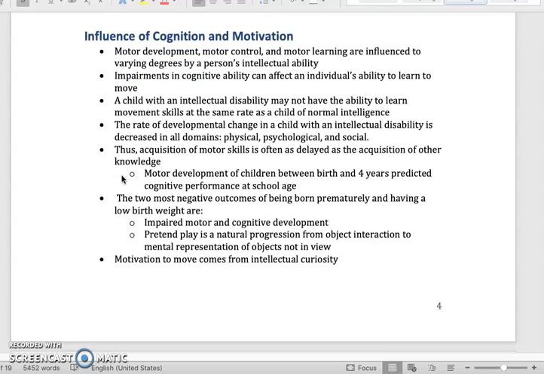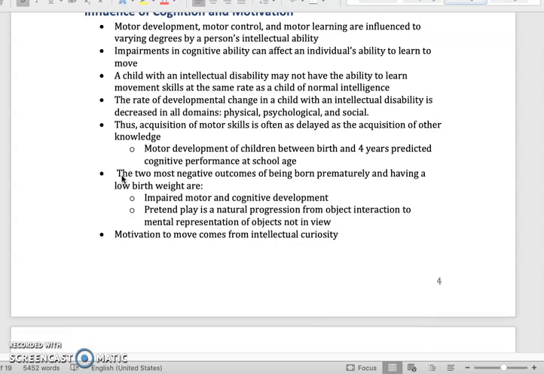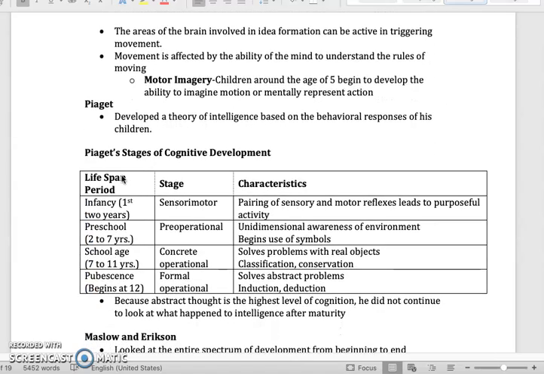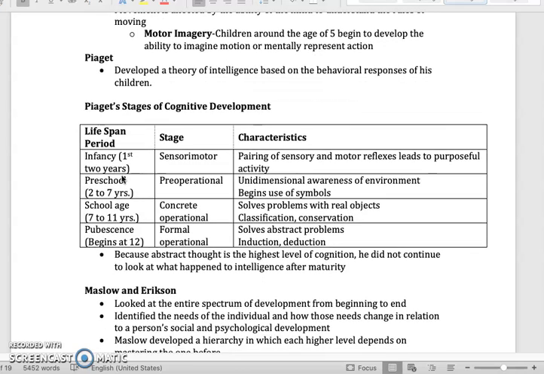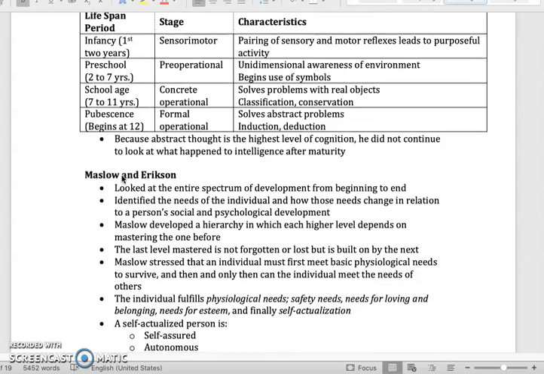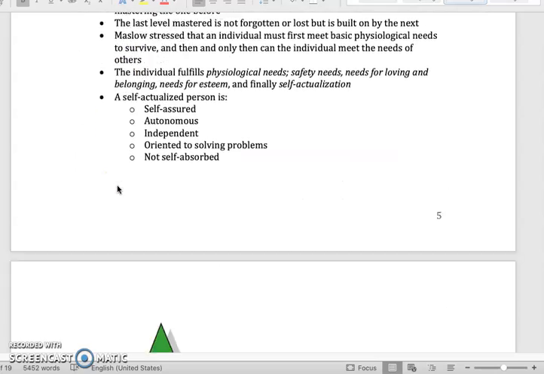Motor development should occur quite naturally in and of itself, but there are certainly some external factors that impact it. So here are the theories of Piaget. I'm sure you may have heard this somewhere in your psychology classes. I'm not going to take a whole lot of time to read over that because I just want you to be aware that there are different theories out there about how we develop and grow.